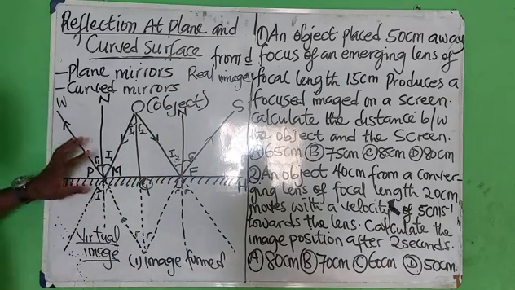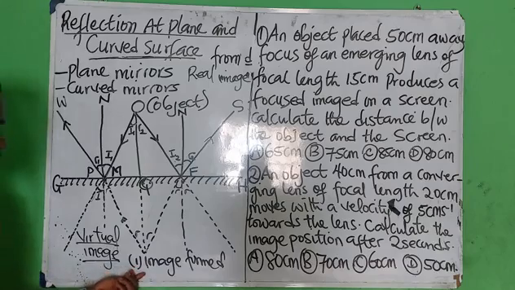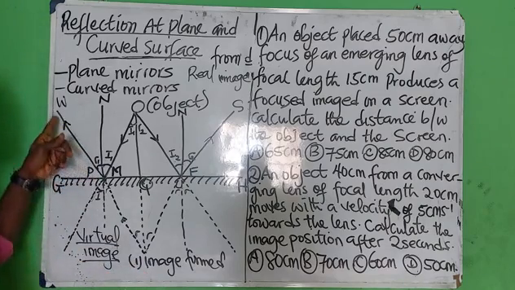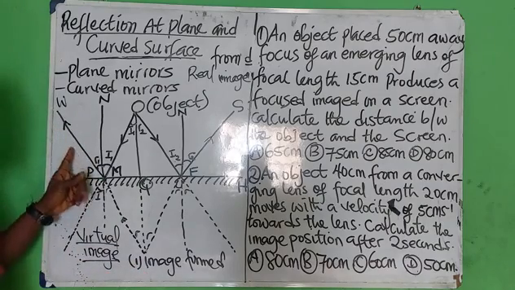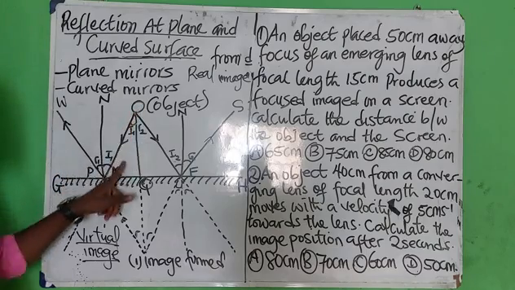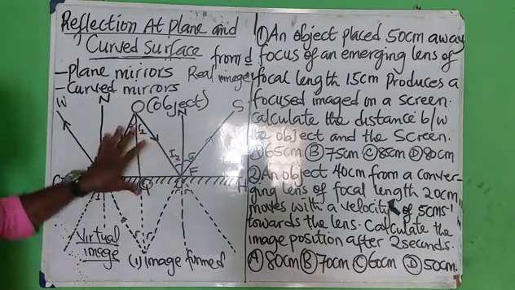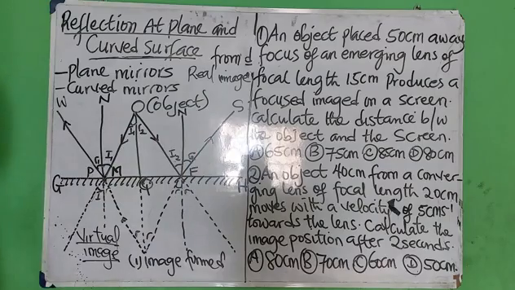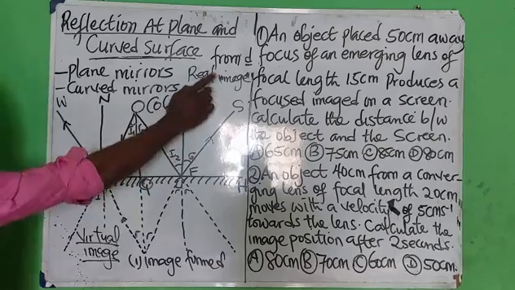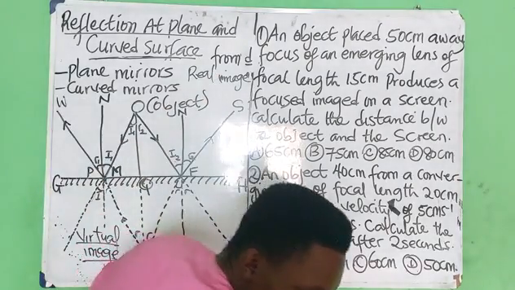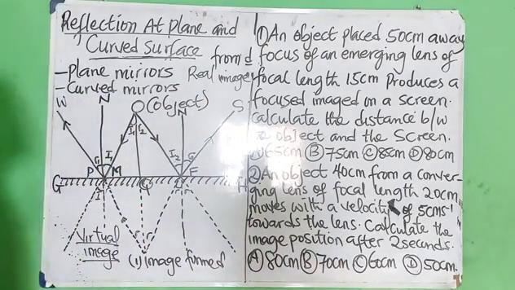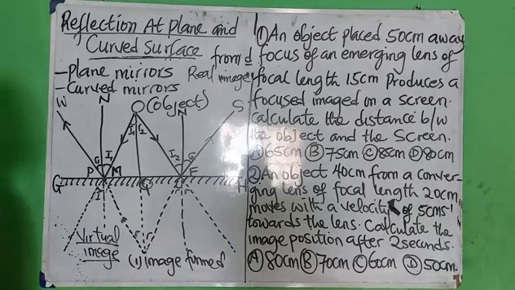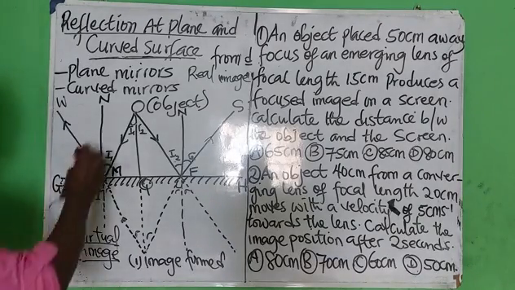So please take note of what I've just done. This is where the image is formed, and here is the angle of reflection. This is the angle of incidence, and of course you have the same thing here. So we are done with this. Take note of this. Now let's look at the characteristics of the images formed by a plane mirror.